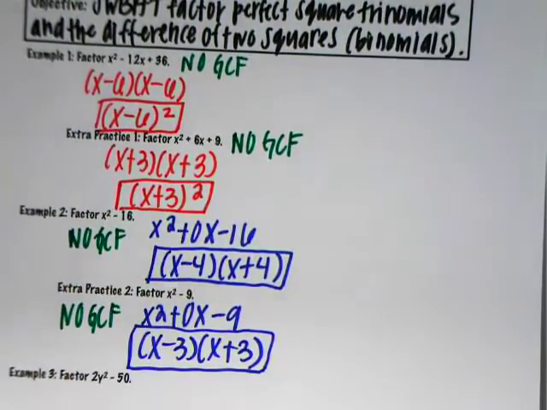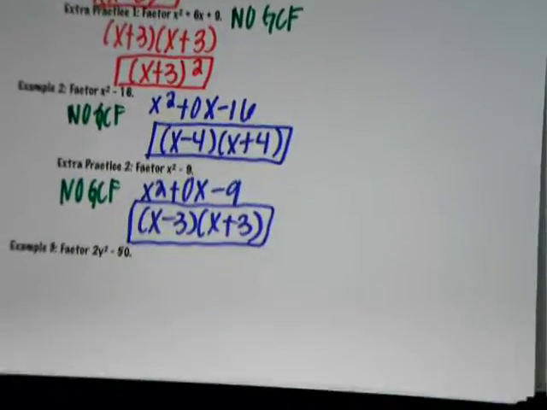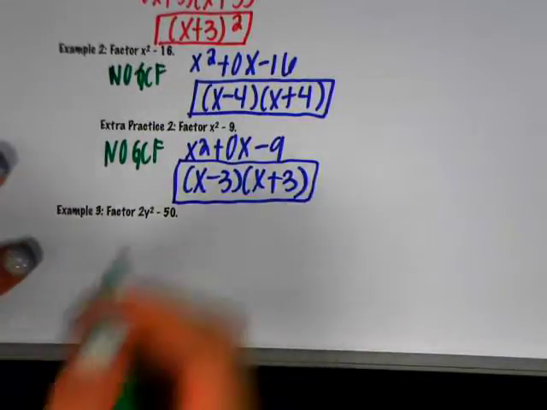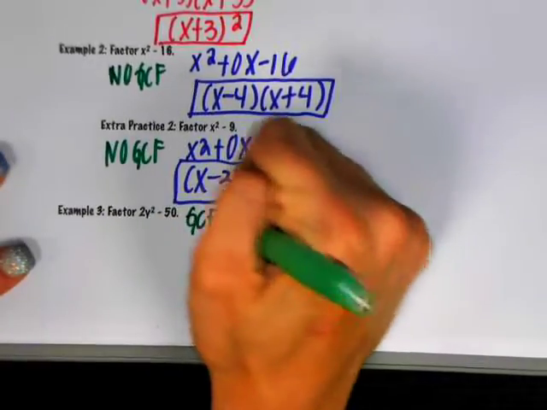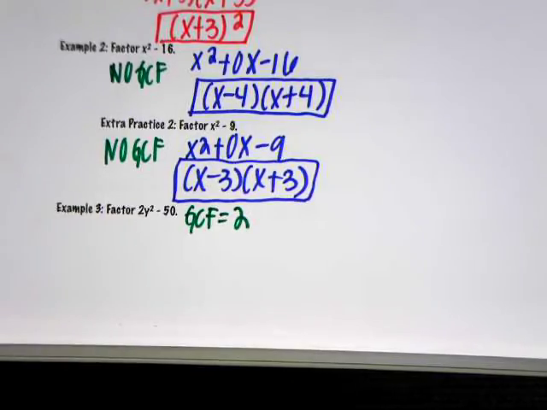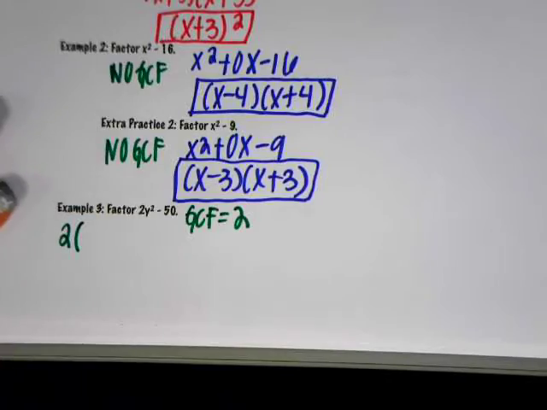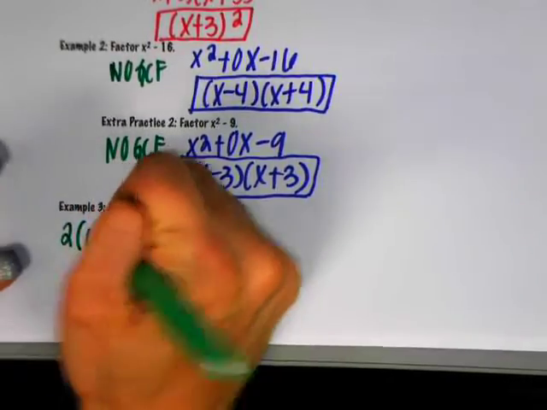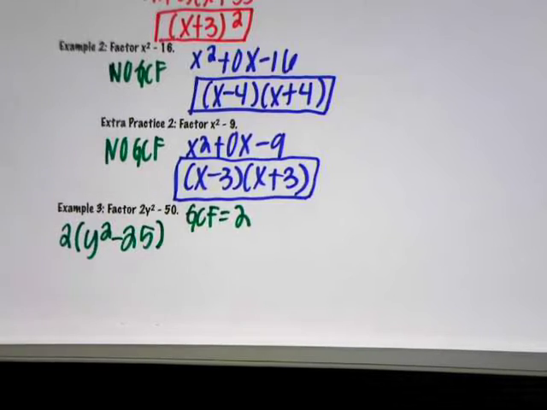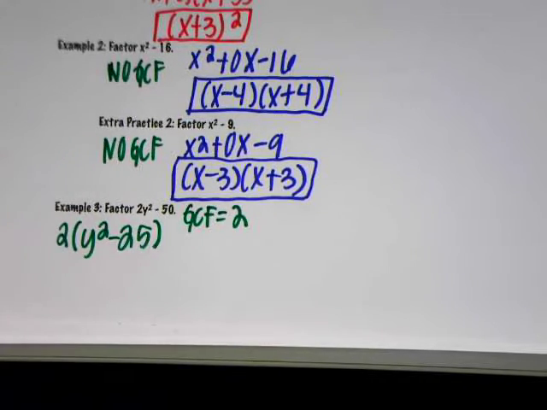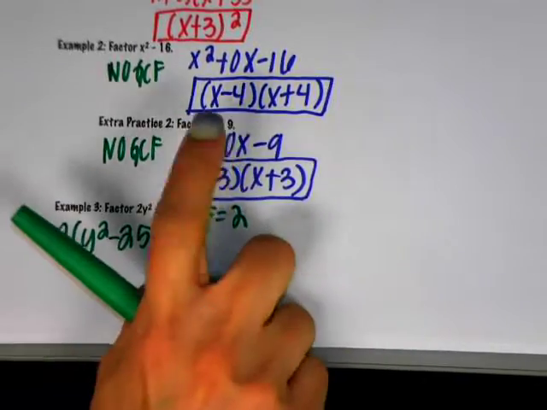Okay. Next one. Is there GCF? Yes. What is it? 2. Mm-hmm. Okay, so put it out front. And then what's going to be left? Y squared minus 25. Okay, so now what's left in here, the 2, we just broke that piece off. We're done with it. We're looking at this. This is going to be the same as this, okay?